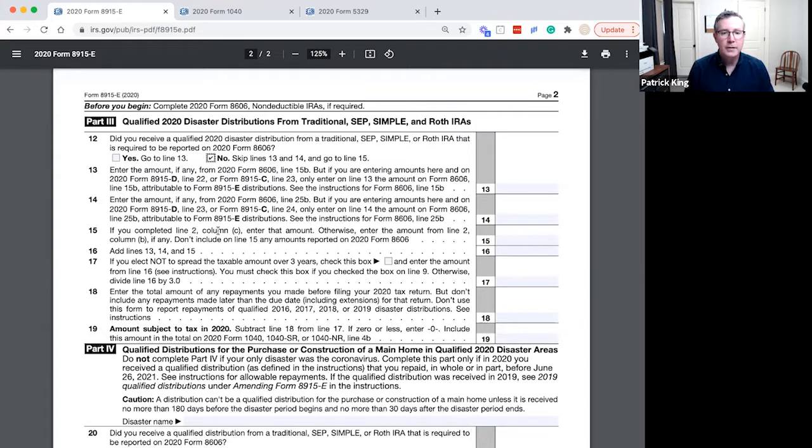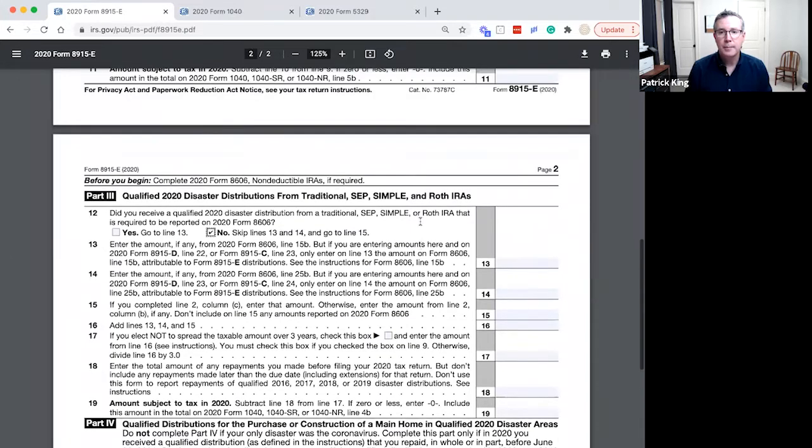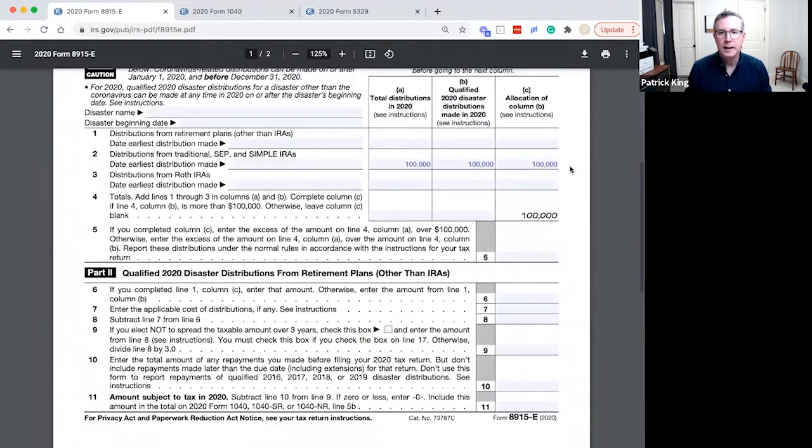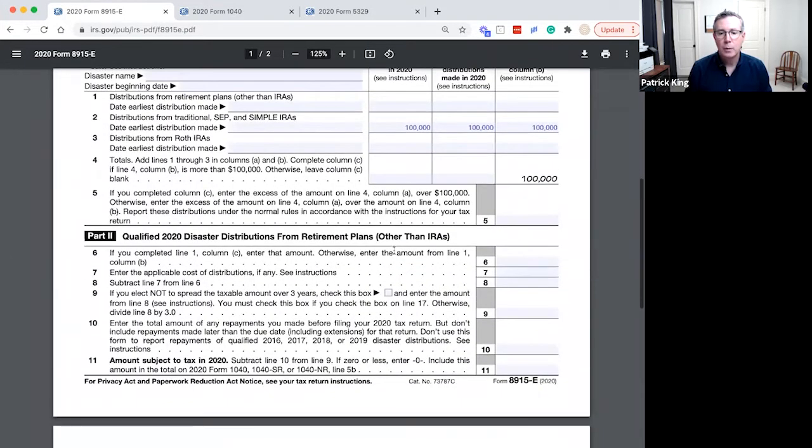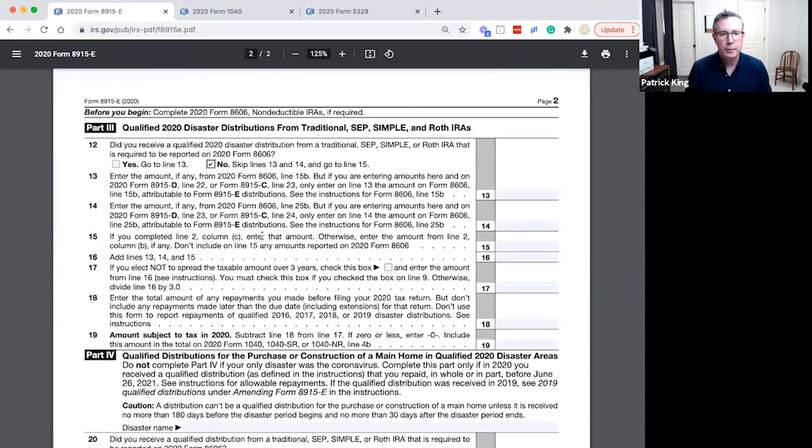If you completed line 2, column C, enter that amount. Otherwise, enter the amount from line 2, column B, if any. Don't include on line 15 any amounts reported from 8606. So that would be these 2 lines. But we're going to go up here. Line 2, $100,000 was what I took out in this case. $100,000.